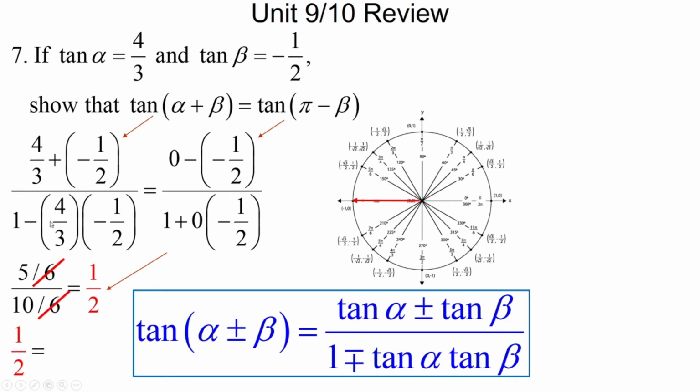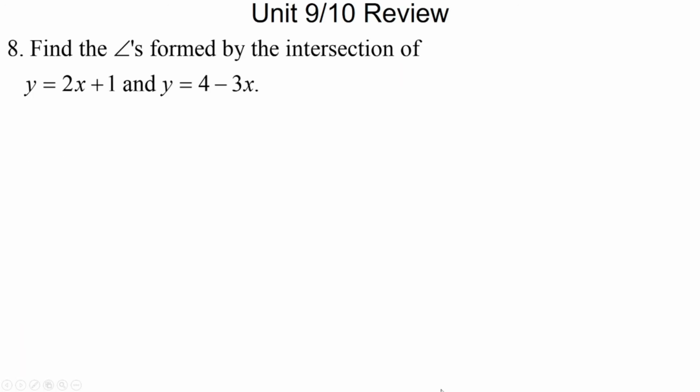So just like a proof, we work both sides independently. So let's throw a little QED in that one. All right, that's awesome. Okay, number 8. Find the angles formed by the intersection of y equals 2x plus 1 and y equals 4 minus 3x.